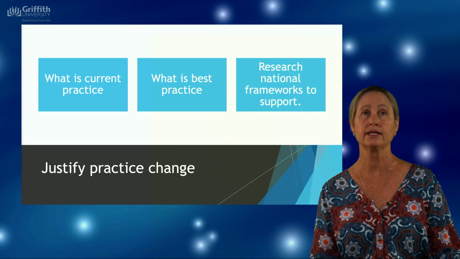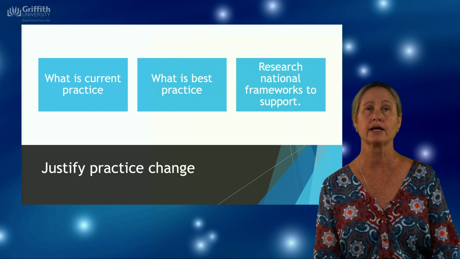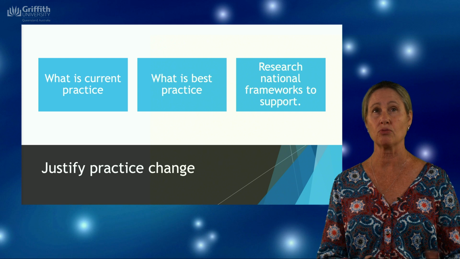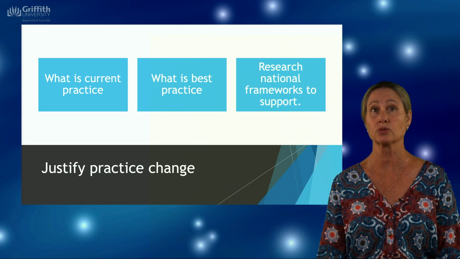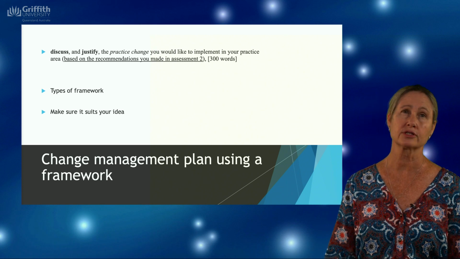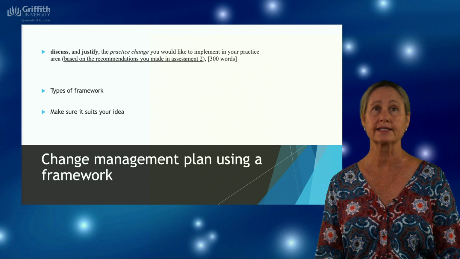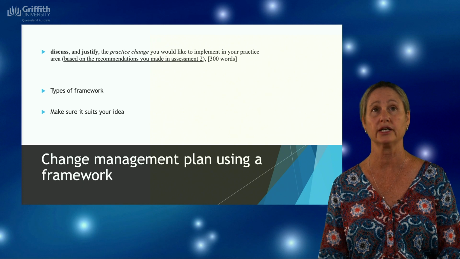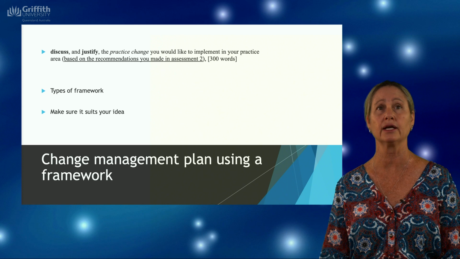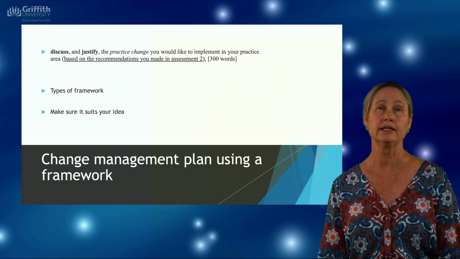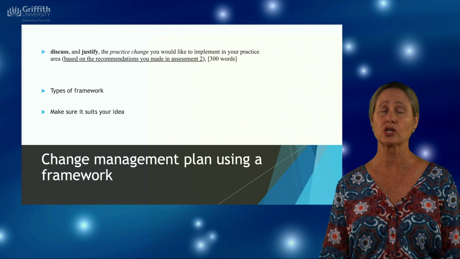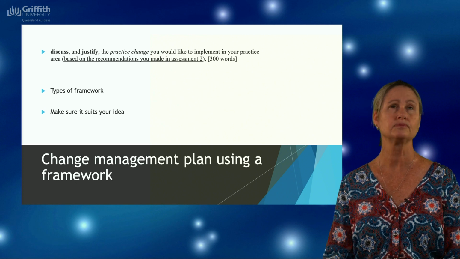So you need to think about what was your current practice, what is best practice, and what is the research that would support that, and the national frameworks, what the suggestions are. So when you're looking at this assignment, first up, you've got to discuss and justify your practice change and how you'd like to implement it into your practice area. And look at what you looked at in recommendations from A2. Think about your types of framework and make sure it works for your ideas.